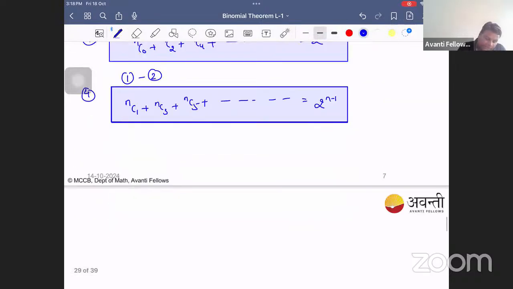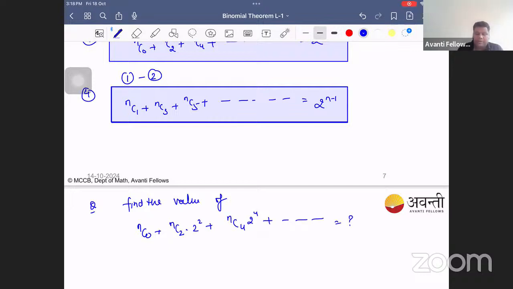Now a very simple question, you write. Find the value of nC0 plus nC2 into 2 square plus nC4 into 2 to the power 4 and so on. Just do it quick.